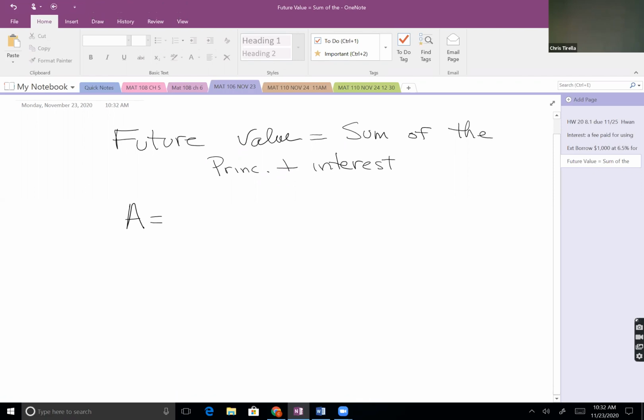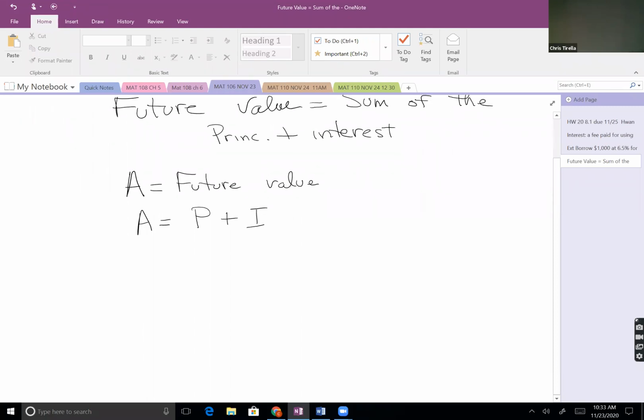So here, Mr. Blitzer uses the variable A, in uppercase A, to represent the future value. And we say that the future value is the principal plus the interest. And sometimes you might want to use it expressed that way. Sometimes we can think of it as the principal plus, well, the interest is the principal times the rate times the time.